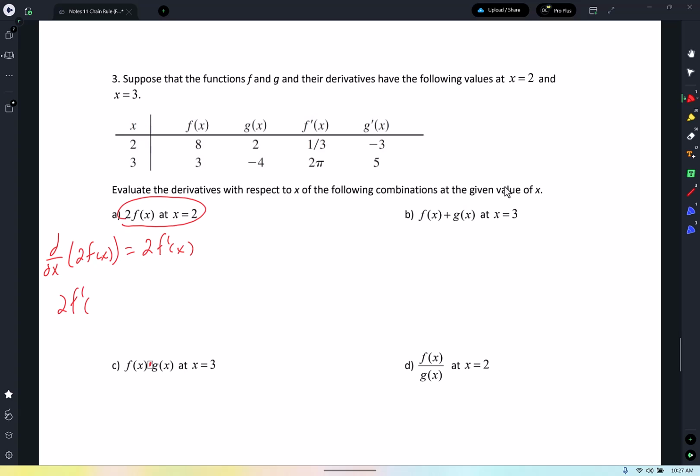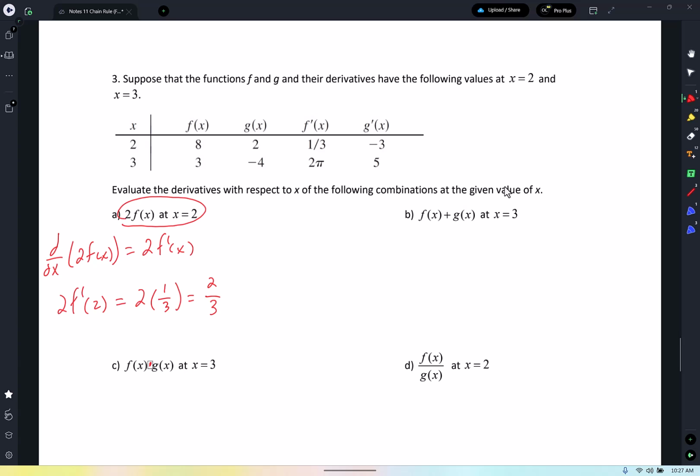2f prime at 2 is nothing more than 2 times, what's f prime of 2? 1/3. So 2 times 1/3 is going to be 2/3. And I'll go slow. Maybe I went a little fast there. Okay. Are you ready for the next one, guys?